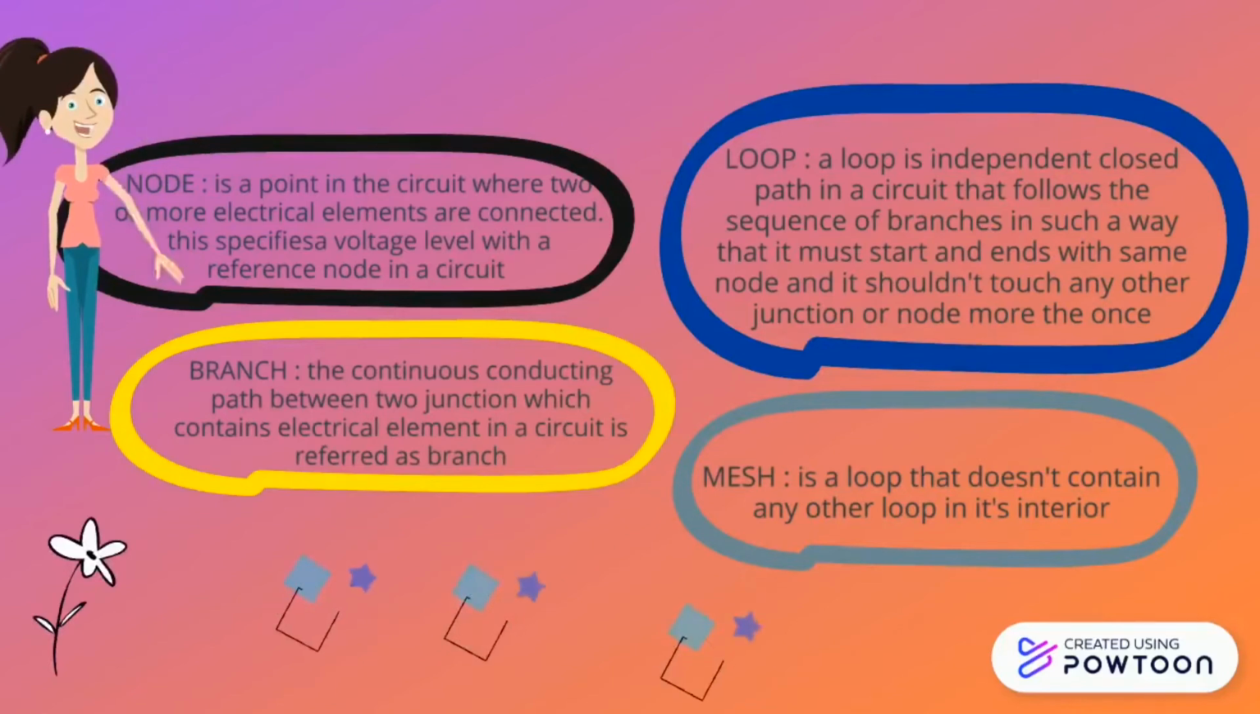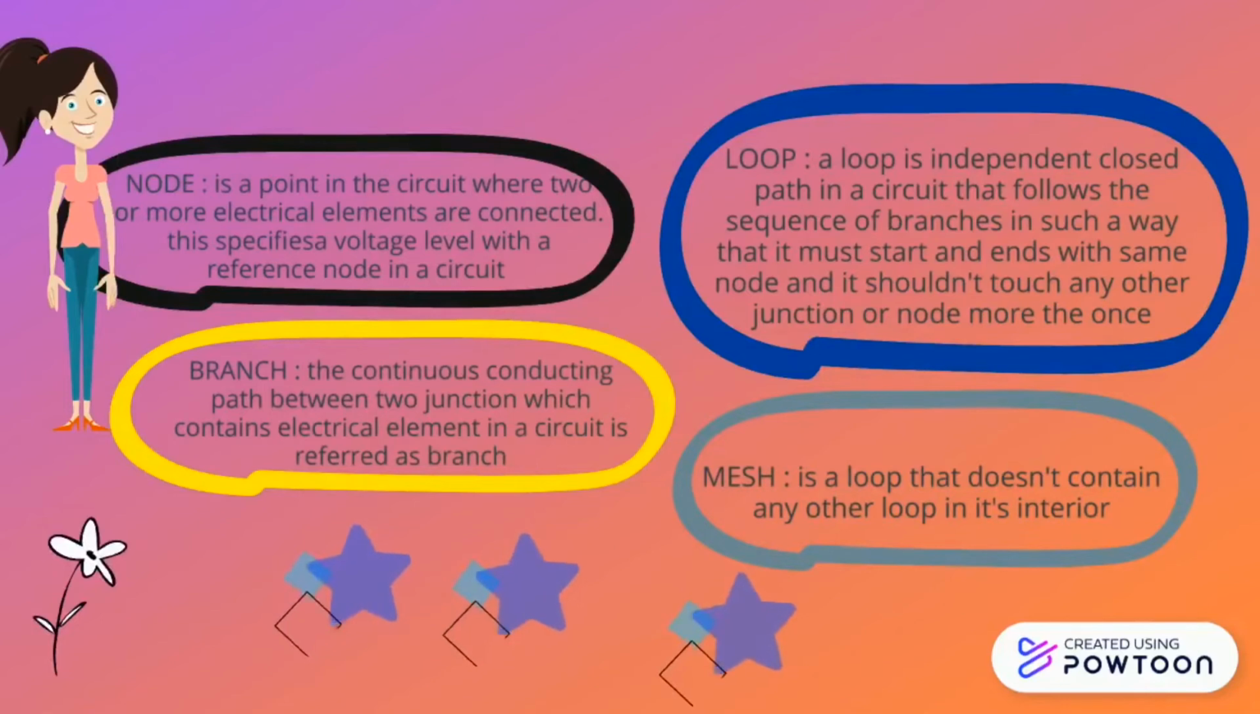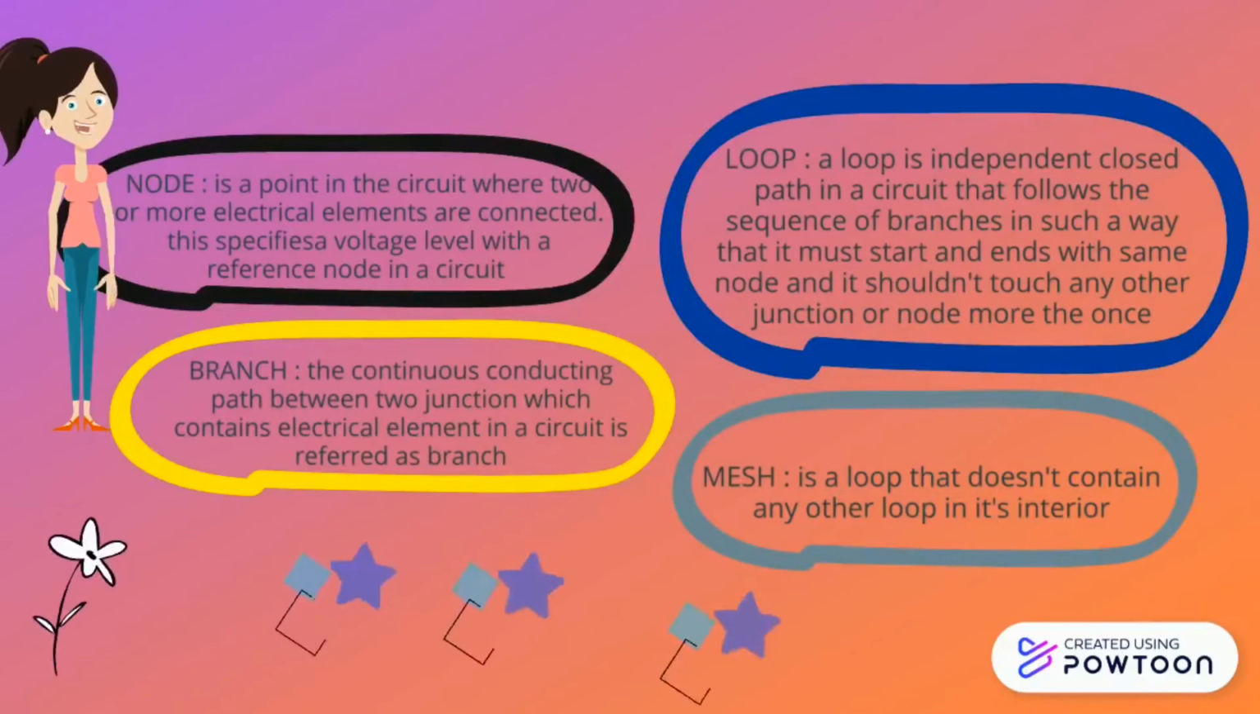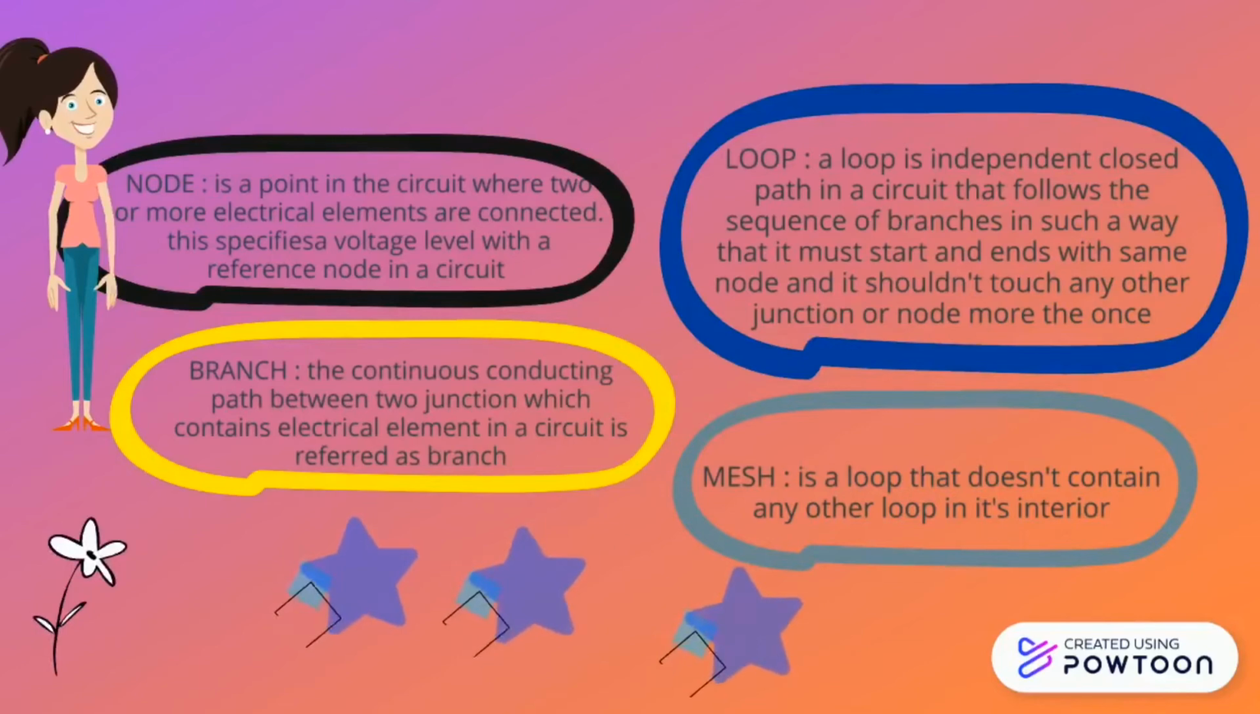A loop is an independent closed path in a circuit that follows a sequence of branches in such a way that it must start and end at the same node. It shouldn't touch any other junction or node more than once. A mesh is a loop that doesn't contain any other loop in its interior.